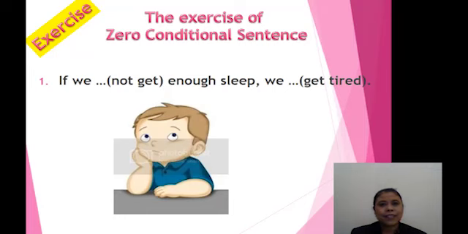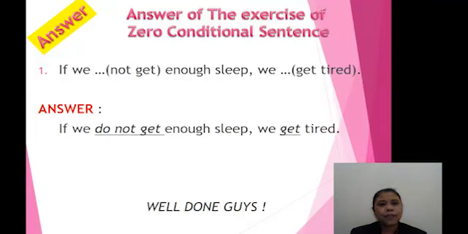Okay, let's discuss the answer. The answer: if we do not get enough sleep, we get tired. Not get becomes do not get because this is the negative form and the subject is a plural subject. If we do not get enough sleep and then get tired here is still get because the subject belongs to a plural subject. Okay, do you understand? Are you ready for the second exercise? Okay.